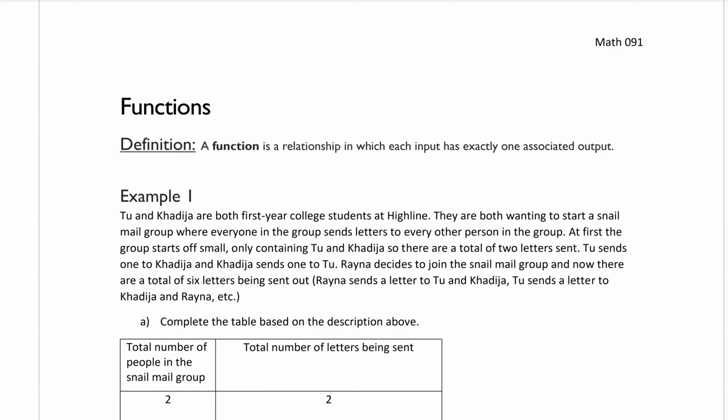Reina decides to join the snail mail group, and now there are a total of 6 letters being sent out. Reina sends a letter to Tu and Khadija, Tu sends a letter to Khadija and Reina, etc. Complete the table based on the description above. So let's look at this table.